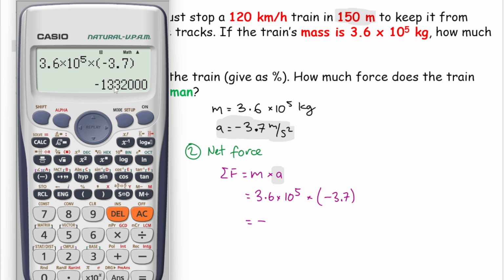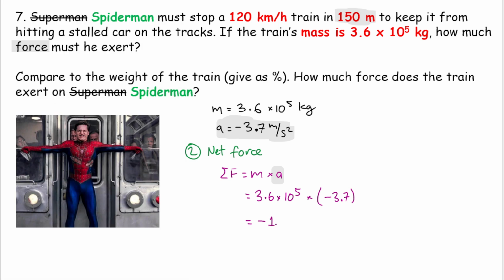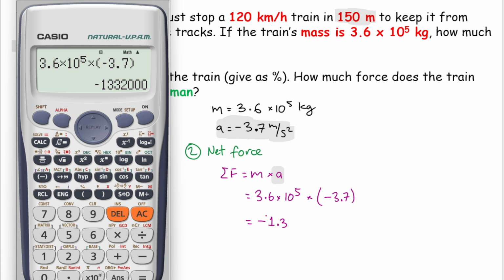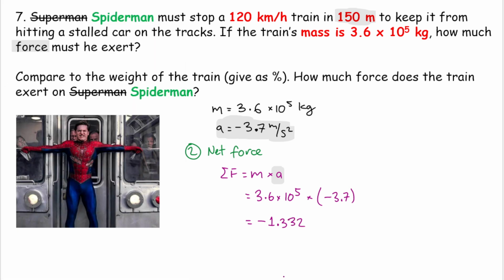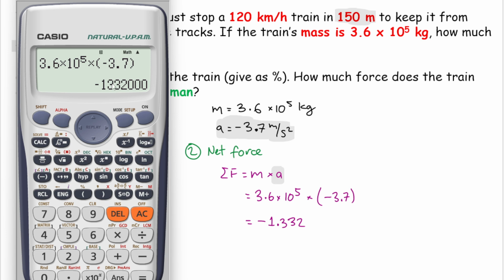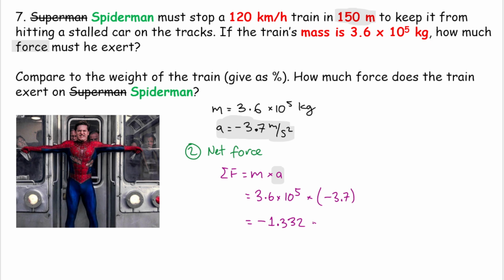And we will have this one here, minus 1.332, multiplied by 10 to the 6, and the unit here will be Newtons. Okay? And that is the net force that is needed to stop the train.